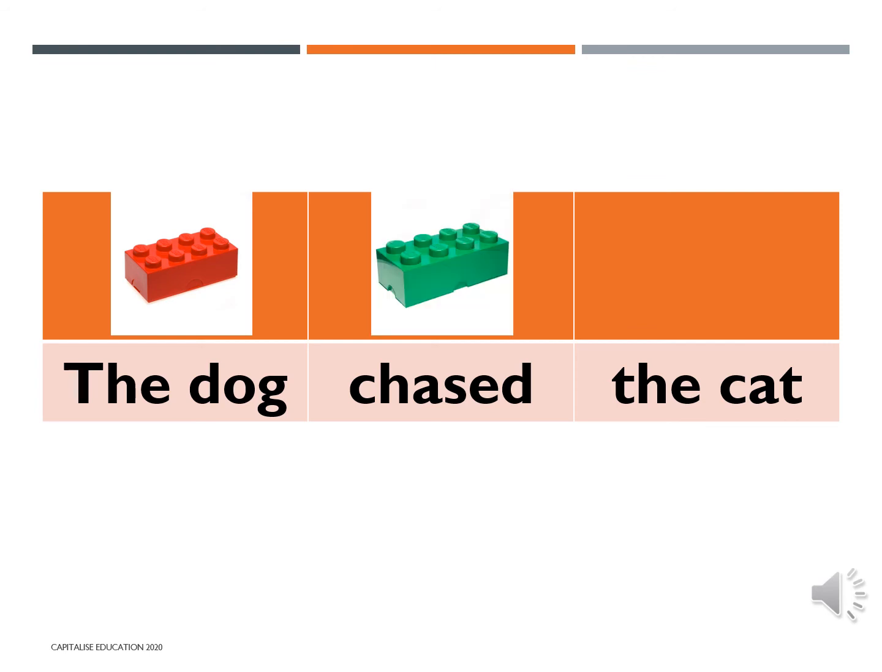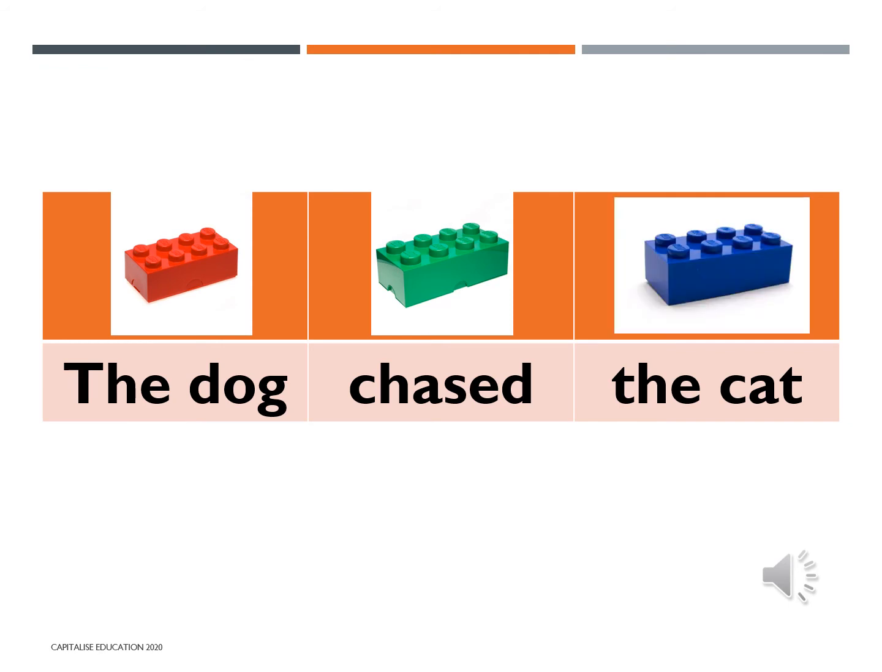We would then follow the same process again, this time putting a green LEGO block above the verb. We would read through the simple sentence again, this time identifying the object in the sentence and placing a blue LEGO block above the object in the sentence.